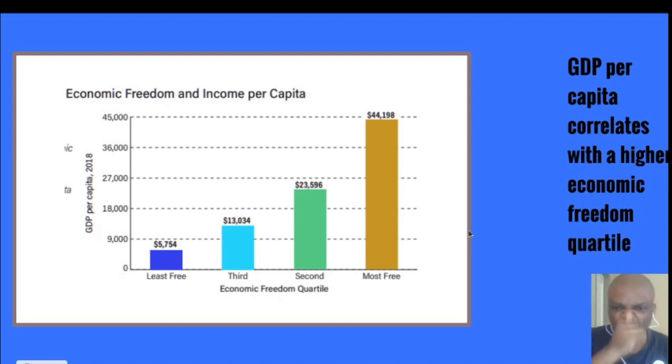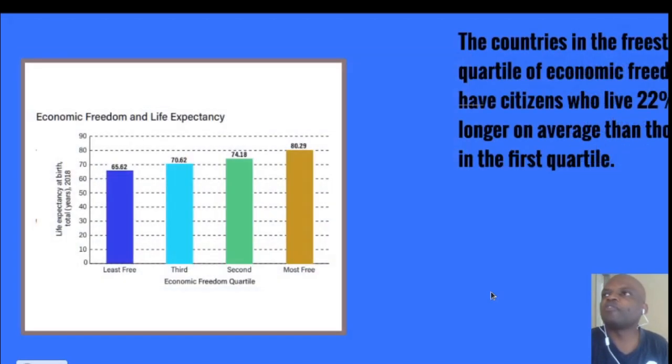So if you look at economic freedom and income per capita, for example, you see the freest countries in terms of quartile. There are four quartiles going from the bottom 25% least free countries to the top 25% freest countries. And the difference between those two is quite great. It's more than $39,000 on average in terms of income per capita between the freest and least free country. So already, on something that we all care about, everyone having a decent income to feed their families, we see the difference that economic freedom makes.